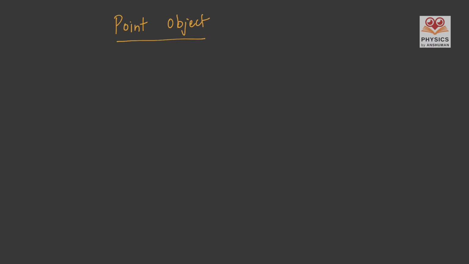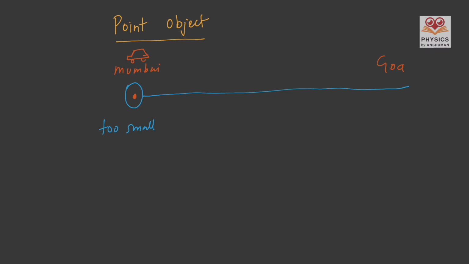All right. So if the size of the object is too small compared to the distance it travels, then such objects can be considered as a point, or a point object. For example, if we are going from Mumbai to Goa in a car, the distance between Mumbai and Goa is quite big, so in comparison the size of the car is too small. So we consider the whole car as a point object, just a point.